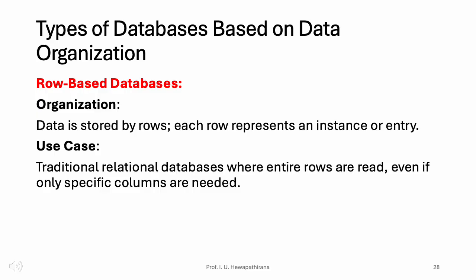Database organization refers to whether data is stored by rows or by columns. In a row-based database, each row represents a single entry or instance, with all associated attributes stored together.